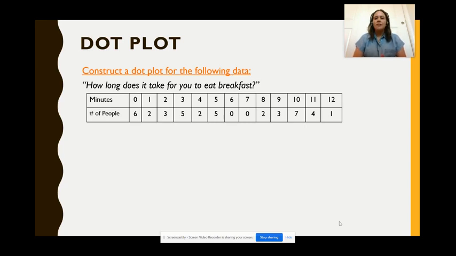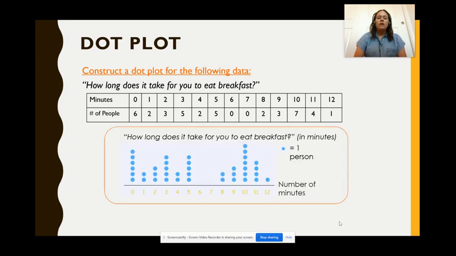I love when the name makes sense with the graph. To construct a dot plot of the following data, we have quantitative measurement, how long it takes for people to eat their breakfast, and we have a certain amount of people that responded with each data value. So I'm going to set up similarly to a number line along the x-axis, 1 all the way to 12, and I'm going to put dots above each of those values to represent how many people responded with that particular outcome.